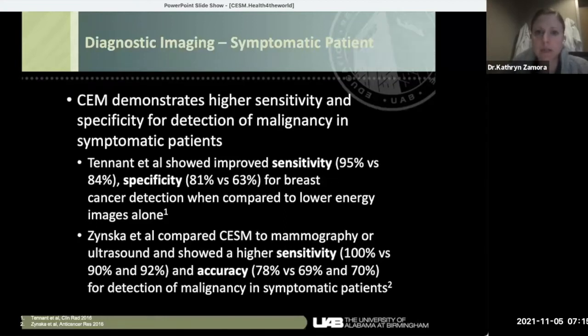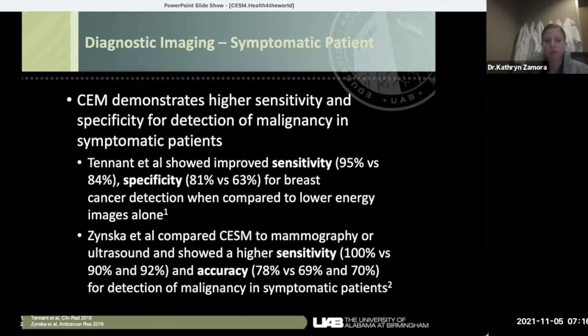So diagnostic imaging in the symptomatic patient. We have found that contrast-enhanced mammography does demonstrate a higher sensitivity and specificity for the detection of malignancy in symptomatic patients when compared to mammography. Tennant et al. showed that there was an improved sensitivity of 95 versus 84% when compared to the low energy images alone, which is the same as plain mammography. And the specificity was improved at 81 versus 63%.